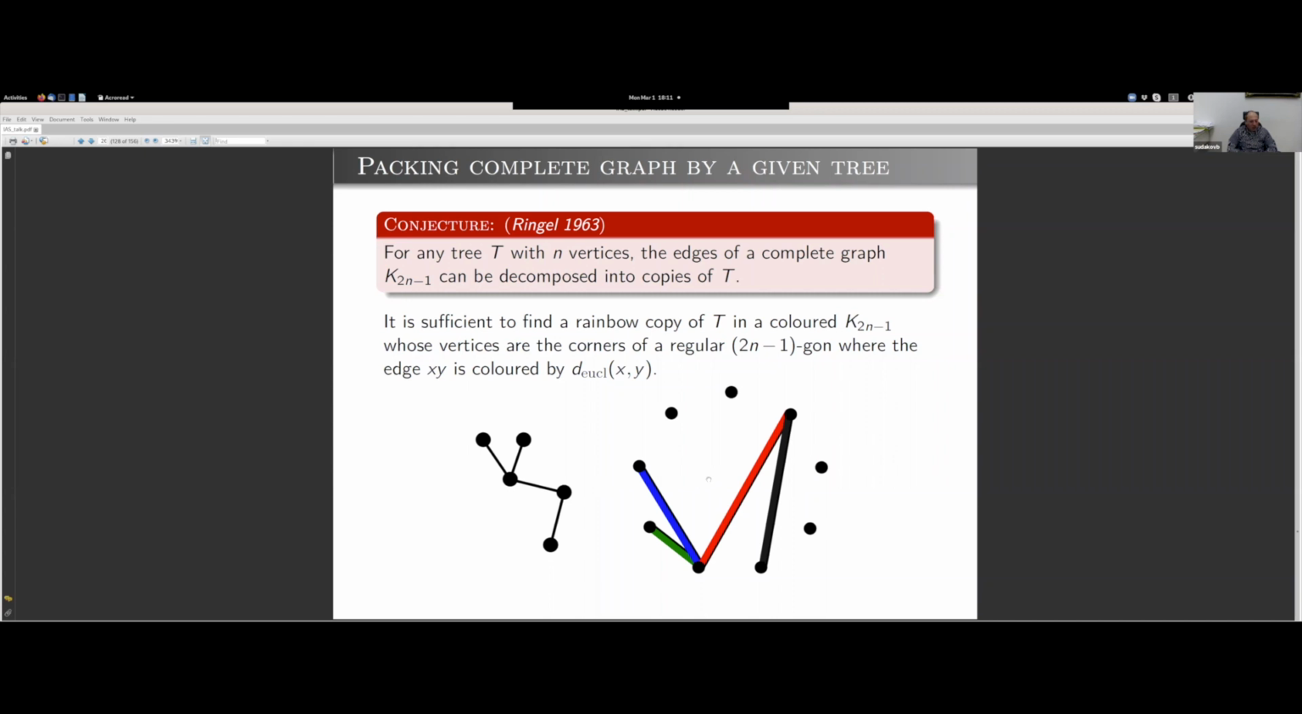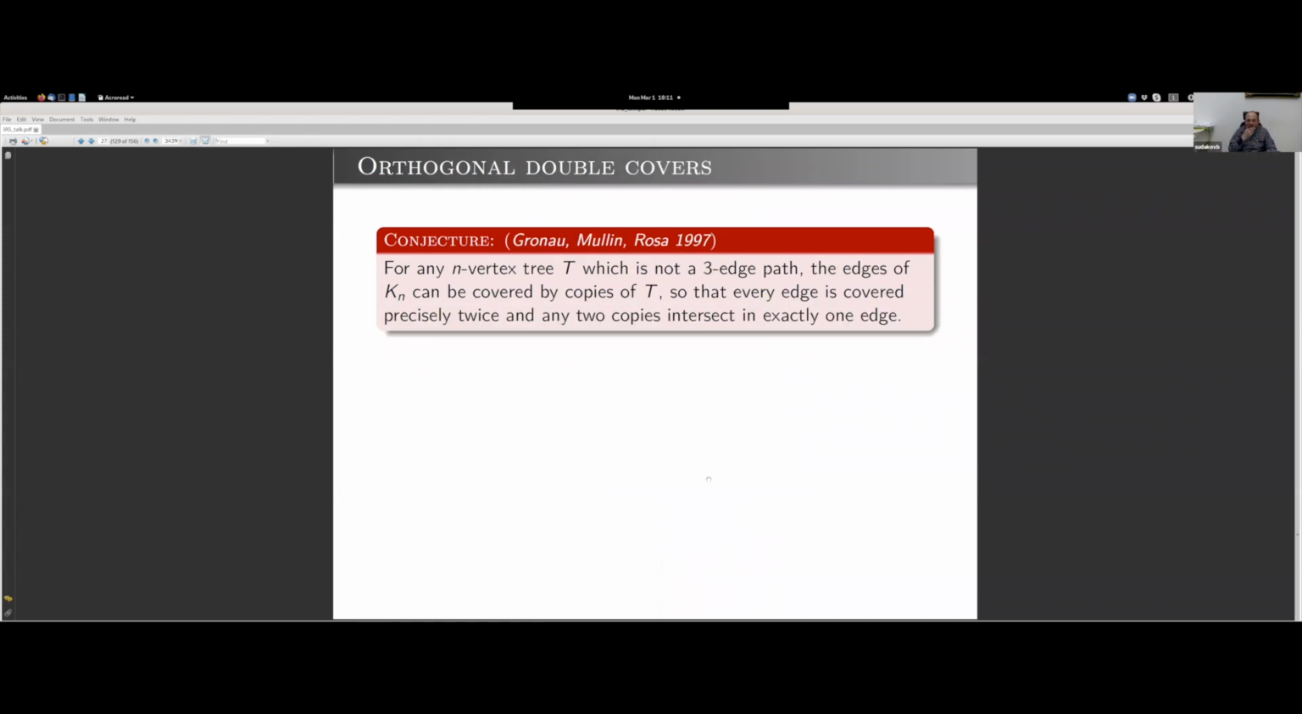Okay. So let me mention another similar sounding problem. Again, there is no rainbow here. This is a problem of Gronau, Mullin, and Rosa, and they called it an orthogonal double cover. So now you have a tree whose size is precisely the size of your complete graph. And again, the tree is arbitrary, except they have an exception. In their conjecture, they have an exception when n equals 4 and the tree is a path. But if n is bigger than 4, then there is no restriction.